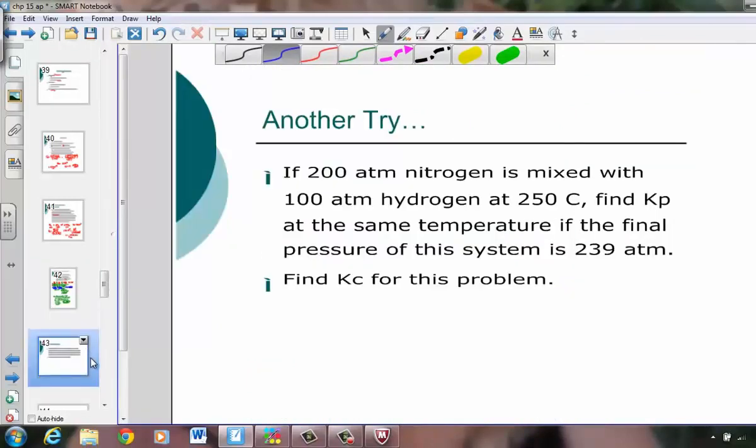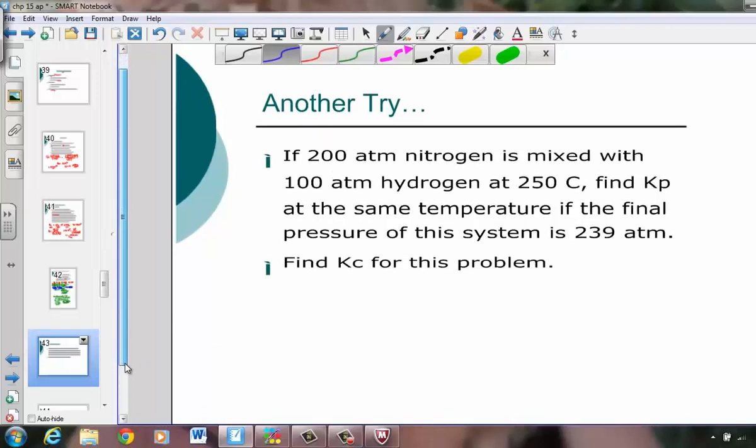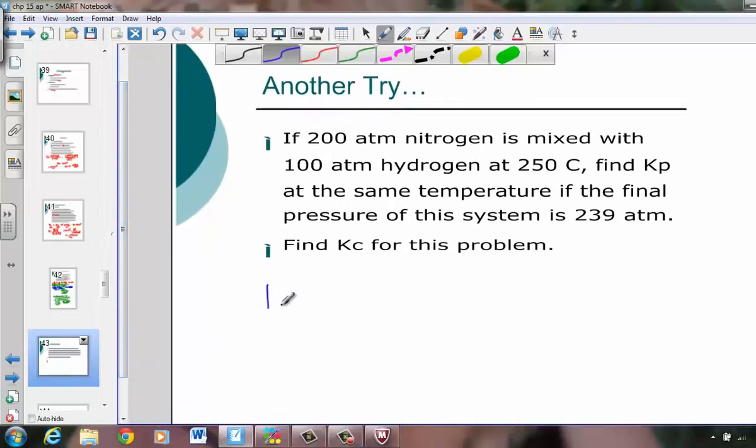Let's try another. We have 200 atmospheres of nitrogen mixing with 100 atmospheres of hydrogen at 250 Celsius degrees. Find Kp at the same temperature if the final pressure of the system is 239 atmospheres, and then we can find Kc. Well, here's what we start with. We always get our recipe written. We have molecular nitrogen plus molecular hydrogen in dynamic equilibrium for the production of ammonia, the Haber process.